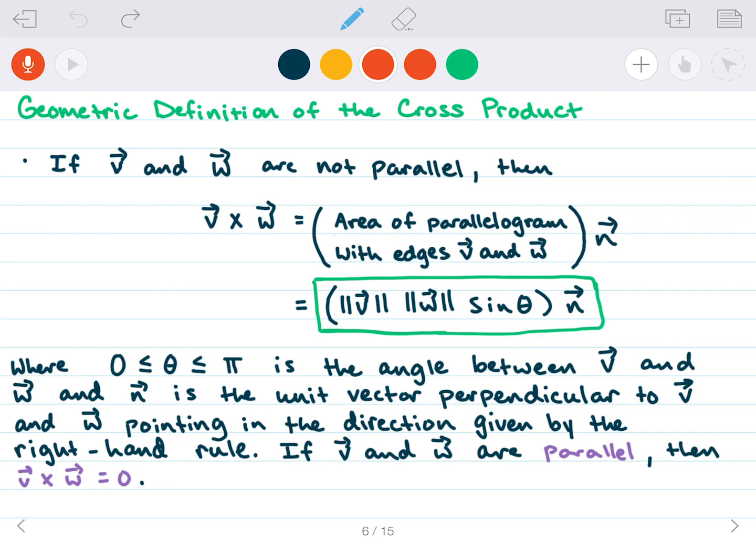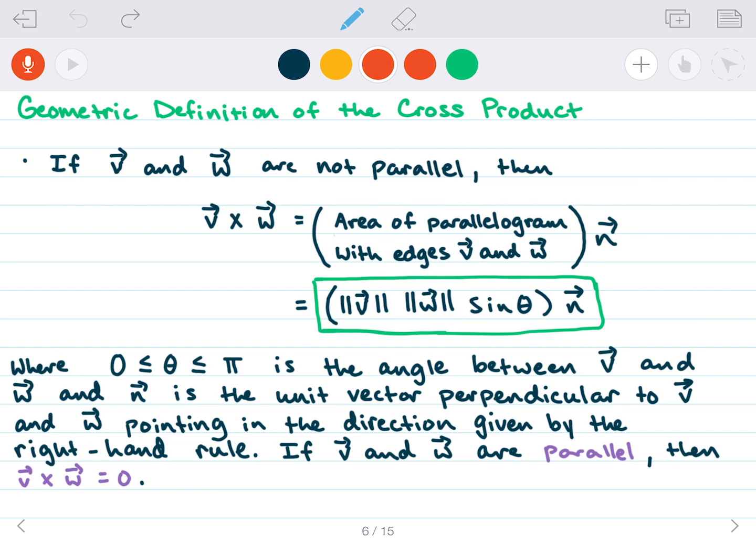So let's talk about the geometric definition of the cross product. If v and w are not parallel, then the cross product v cross w is equal to the area of the parallelogram formed by v and w times a normal vector. So we have the magnitude of v times the magnitude of w times sine theta, which we already saw a few slides ago was the area of that parallelogram, times a normal vector.